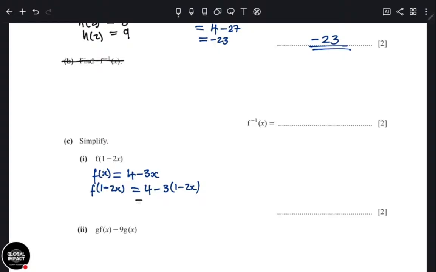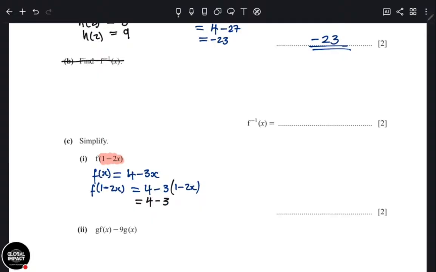Good. Now, okay. Let's keep going. So here we are substituting 1 minus 2x into f. Let's complete it now, okay? I want you to always be careful when you deal with negative signs. Don't lose a mark because of a negative sign. So it becomes 4. Now we have minus 3 times 1. Right, minus 3 times 1 is just minus 3.